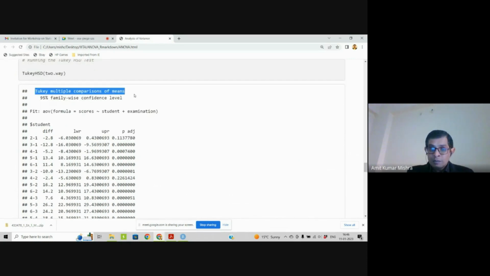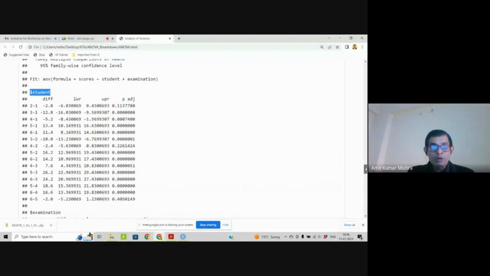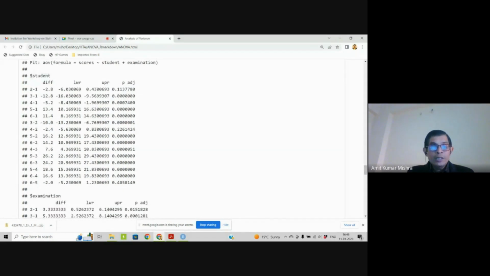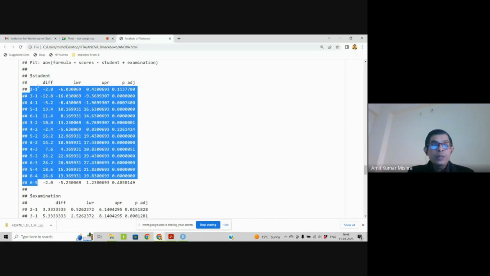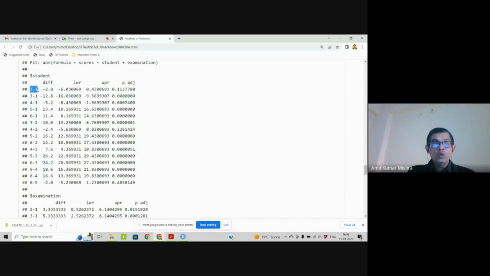Tukey multiple comparison of means, 95% family-wise confidence level. I have fitted this model, and first is the student. That means it is for the student. Now what it gives you is all the pairs of the students. You can see it gives all the pairs: 2-1 means the second and first students, 3-1, 4-1, 5-1 and 6-1. That means the differences of the second, third, fourth, fifth and sixth students with the first student, then 3-2, 4-2, 5-2. That means all possible differences.